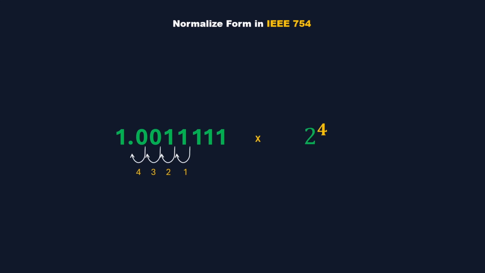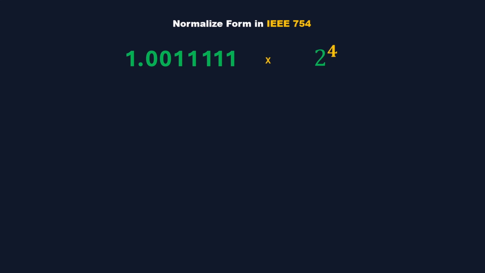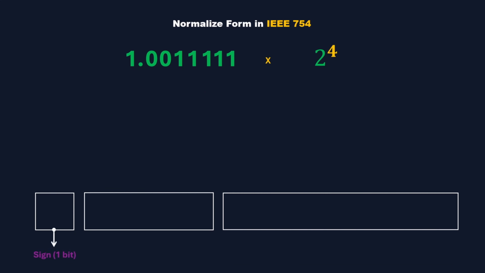Next, we use the IEEE 754 standard to store the number. For this, we have 1 bit to store the sign, 8 bits to store the exponent, and 23 bits to store the mantissa. Let us start with the sign. Since our number is negative, we store 1 in the sign bit. If the number were positive, we would store 0.